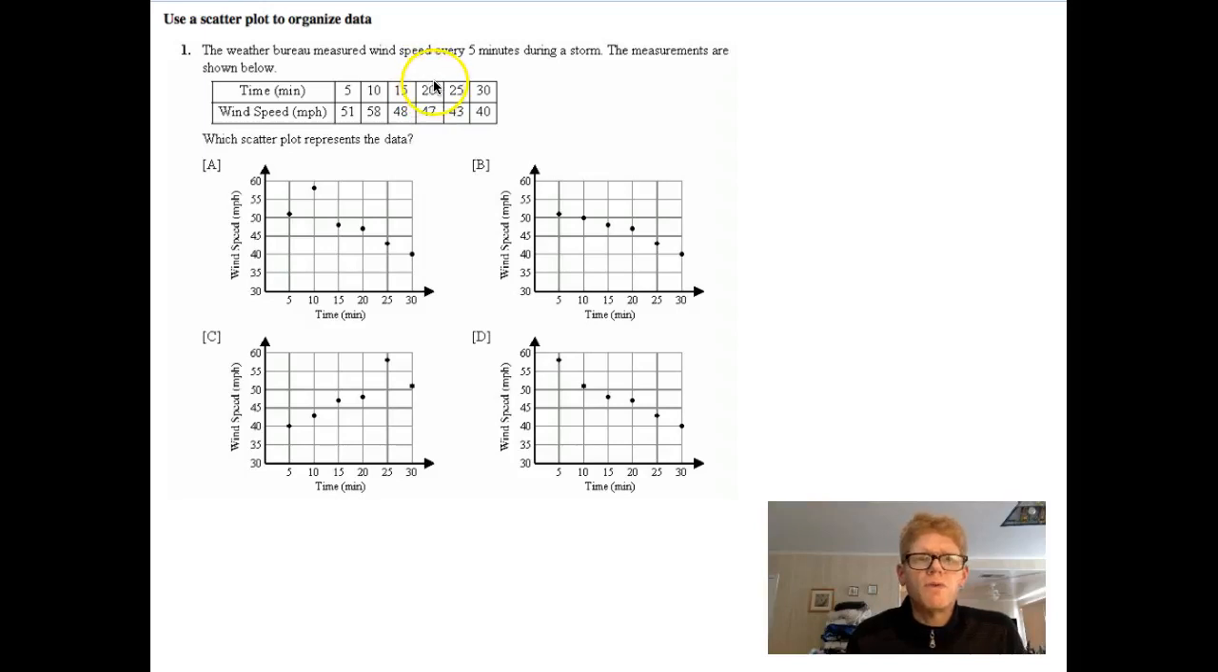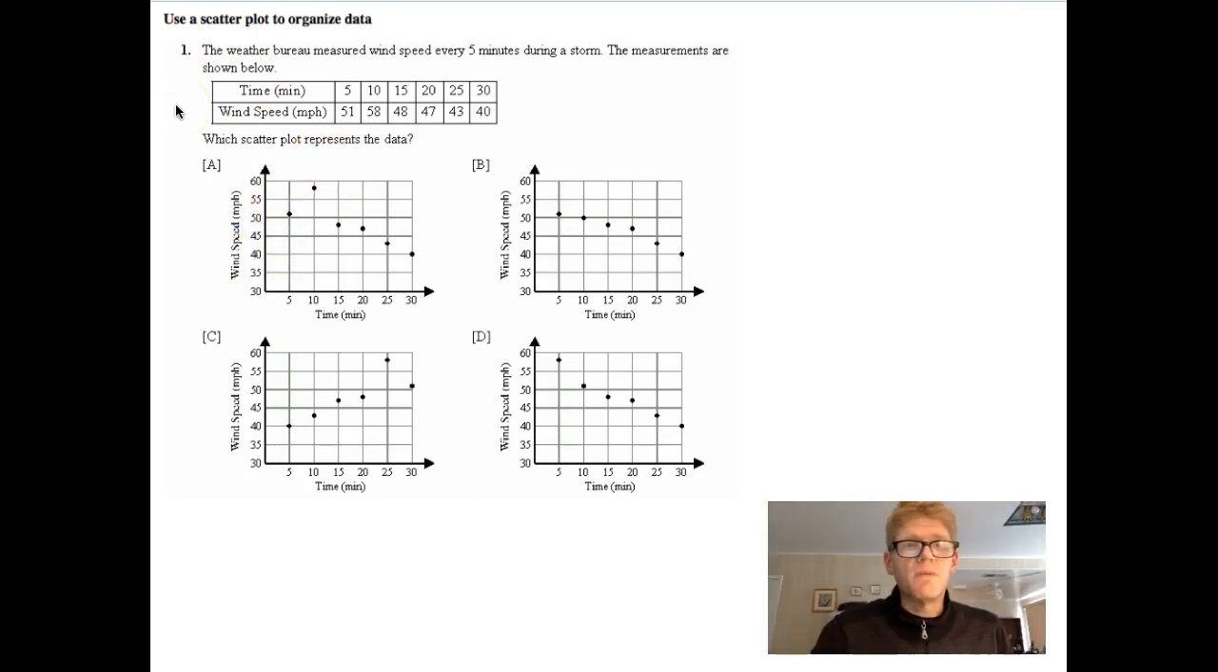All right, in this tutorial, we're going to talk about using a scatter plot to organize data. So what's a scatter plot? A scatter plot is what happens when you plot real-life data like this, time and wind speed, on a coordinate plane with an x and y value that mean different things. So in this instance, we have time along the x-axis and wind speed along the y-axis, and we're going to graph those values on that coordinate plane.